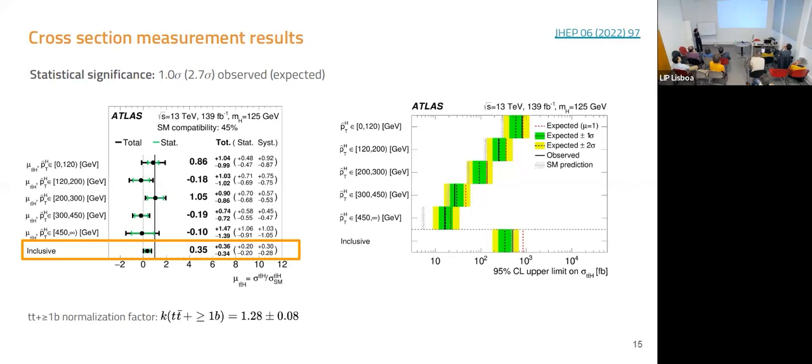And this is what you see on the plot below. On the last line, you see what we call the inclusive signal strength that is measured as a single value in all of the analysis regions. And it is measured to be 0.35 plus or minus 0.35, which of course shows a downward fluctuation with respect to what we'd expect in the standard model, which is 1.